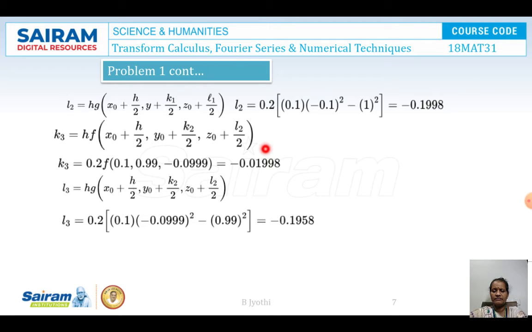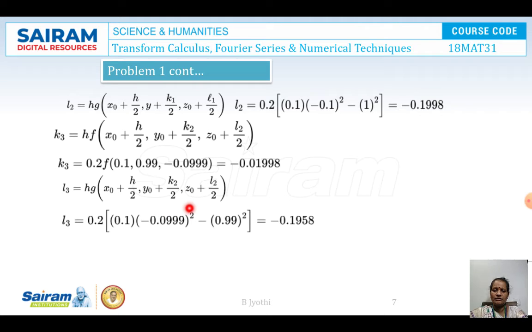And K3 is given by the formula h into f of x naught plus h by 2, y naught plus k2 by 2 and z naught plus L2 by 2. So K3 is given by 0.2 into f of 0.1, 0.99 and minus 0.0999. Which gives on simplification minus 0.011998.